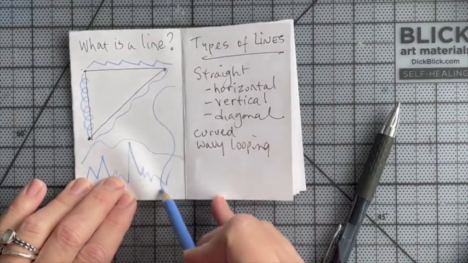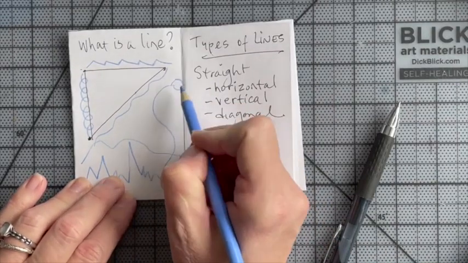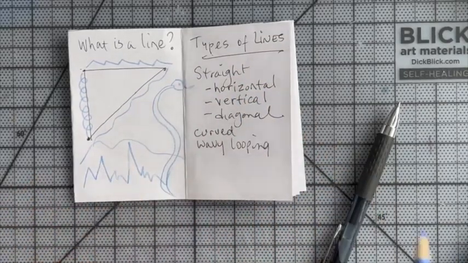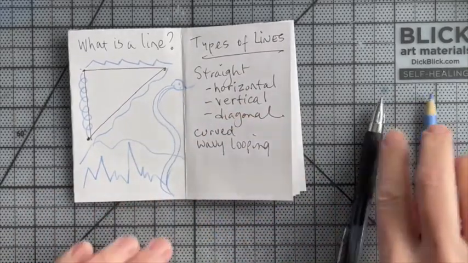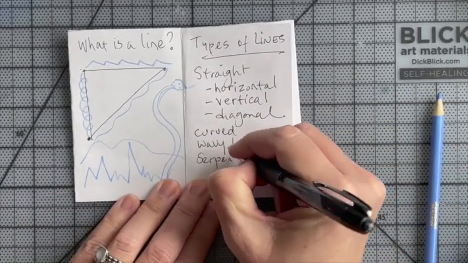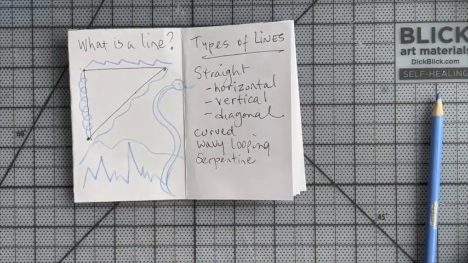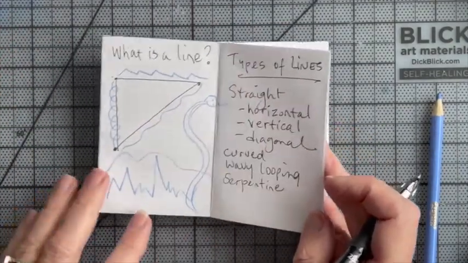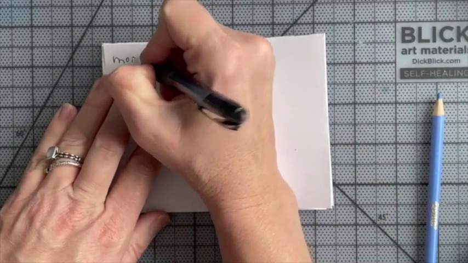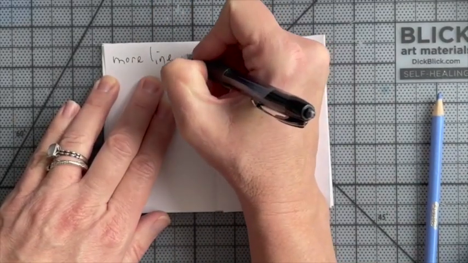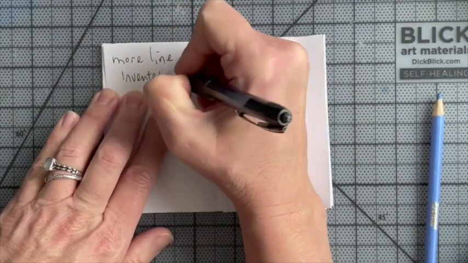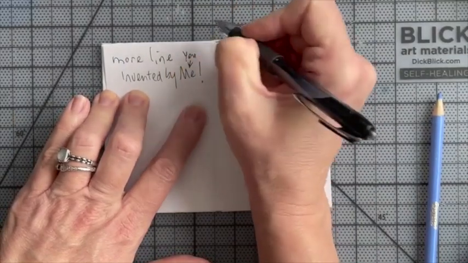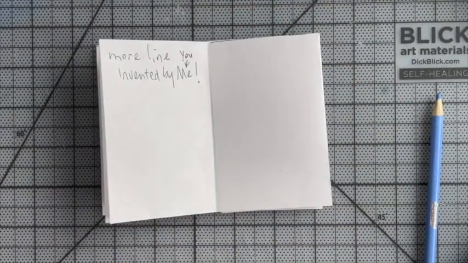A serpentine line reminds us of a snake, right? Serpentine line. Lines do different things. Oh, by the way, I'm sure you can come up with many more lines than this. In fact, why don't you save a page? More lines. Invented by me. And of course, that me is you. You are the me. Go ahead and make a page of lines that you invented.